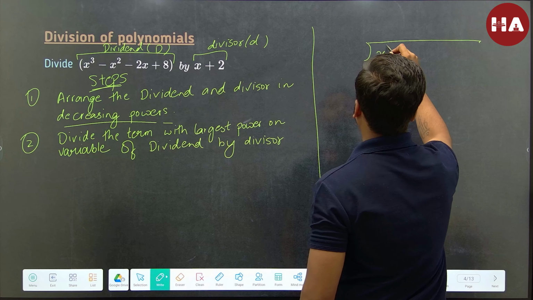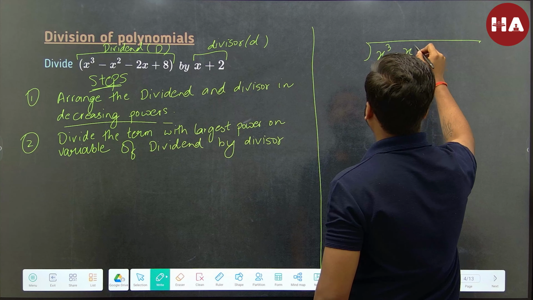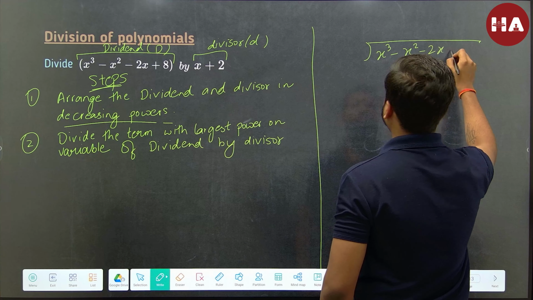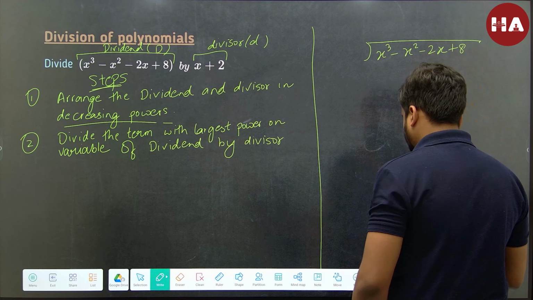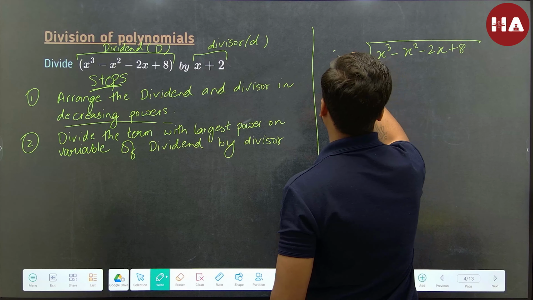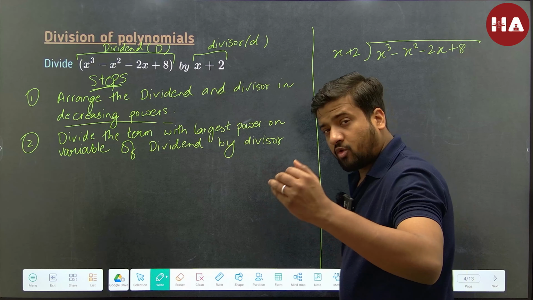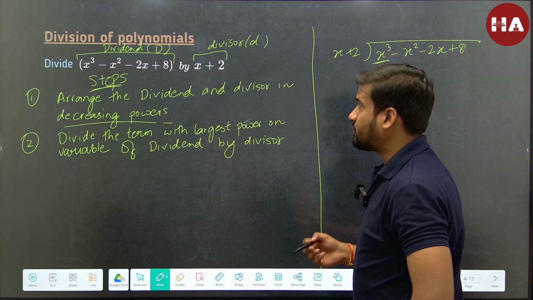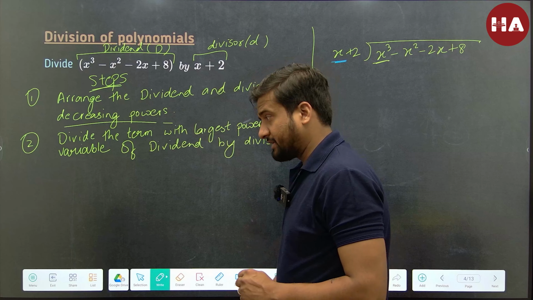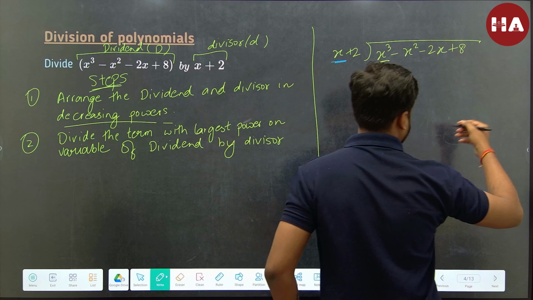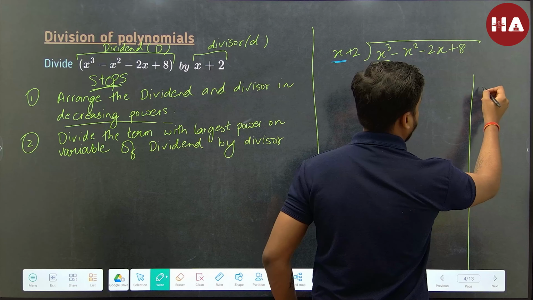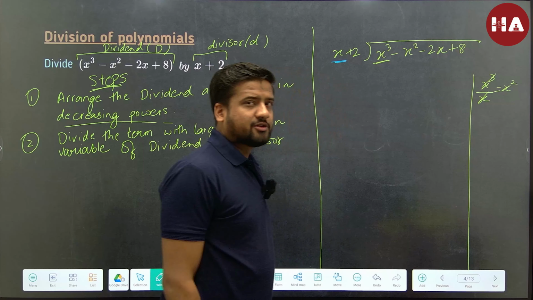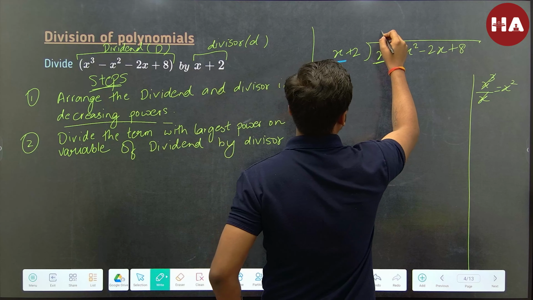Okay, now let's start the long division also. X cube minus x square minus 2x plus 8. All right, and my divisor is x plus 2. Now what is the term of dividend with highest power on variable? X cube. And what is the power for divisor? X. So x cube, let's do the rough work here. X cube divided by x gives me what? X square, right? So that will be my quotient here.